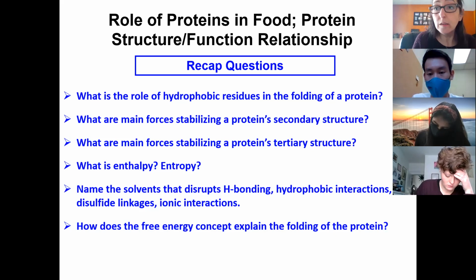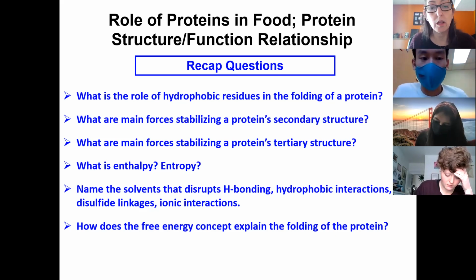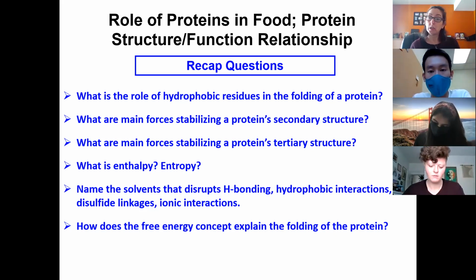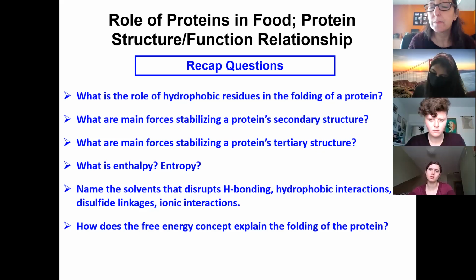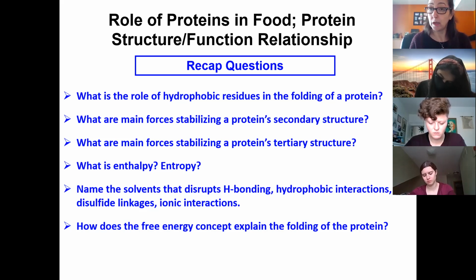Okay. Things that you also want to remember are the solvents that disrupt these interactions. So if you want to disrupt hydrogen bonding, what could you do to disrupt hydrogen bonding within a protein? Could add detergents. Detergents, yes, such as urea, SDS, sodium dodecyl sulfate, and these will break hydrogen bonding, and they also break hydrophobic interactions. Hydrogen bonding is also weakened by heat, whereas hydrophobic interactions are strengthened by heat.